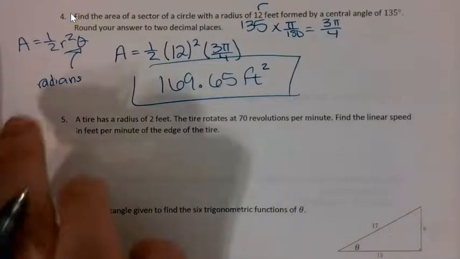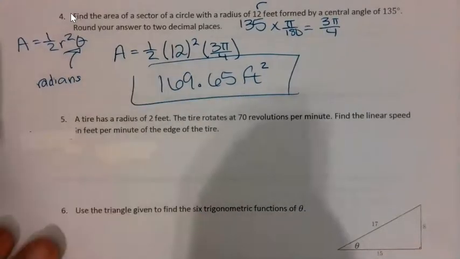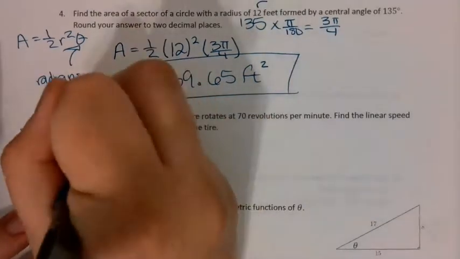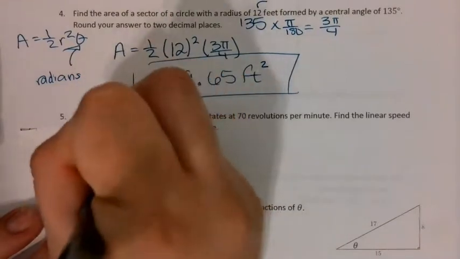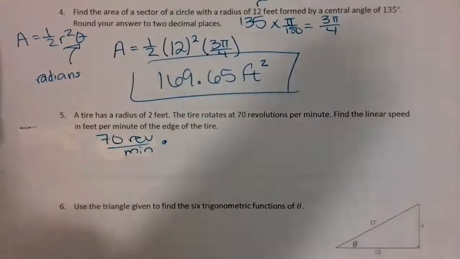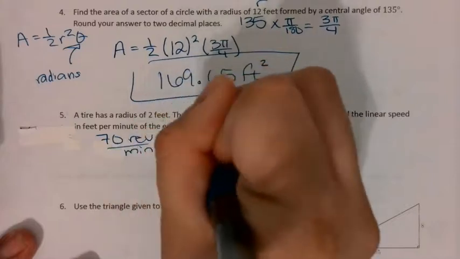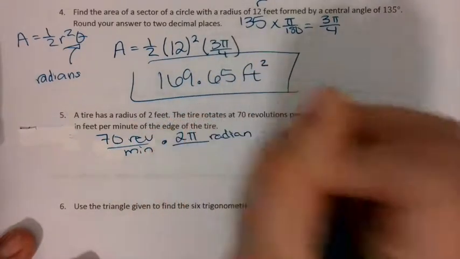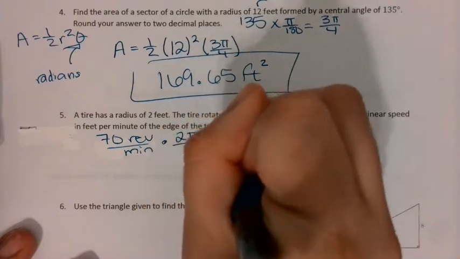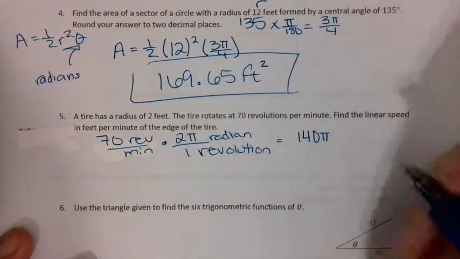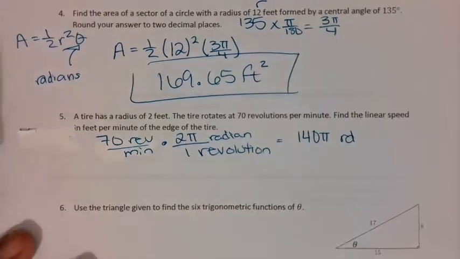Okay, so on number 5, it tells me a tire has a radius of 2 feet and it rotates at 70 revolutions per minute. It wants me to find the linear speed in feet per minute for the edge of the tire. So what I want to do is I have 70 revolutions per minute, and I want to turn this into radians, which is 2 pi radians over 1 revolution, which gives me 140 pi radians per minute. I cannot spell radians.